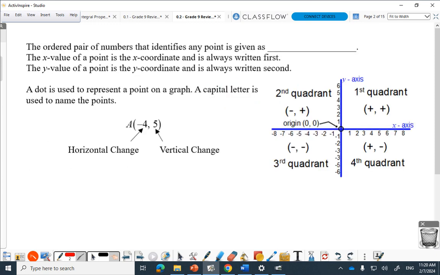The ordered pair of numbers that identifies any point is given as x, comma, y. We give the x coordinate first because it's usually the independent variable. Science people, did you talk about independent in science? Yeah, so sometimes that's the independent variable. Unfortunately, science gets a little carried away sometimes and acts like every situation is going to be independent dependent. That doesn't have to be true, but lots of times when you're studying something, the horizontal will use independent, the vertical will use dependent. The x coordinate of the point is always written first, the y value is always written second. A dot is used to represent a point in the graph. So when we want to talk about a point, we use a dot, and then we sometimes use a capital letter A to represent a specific point.